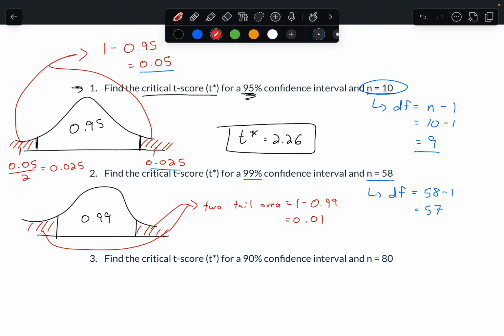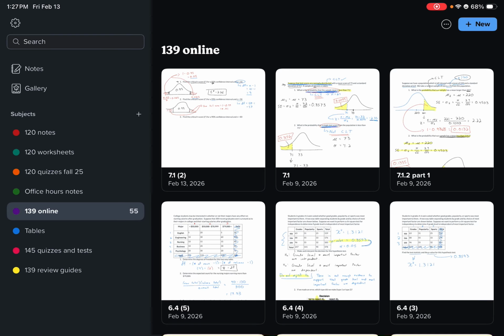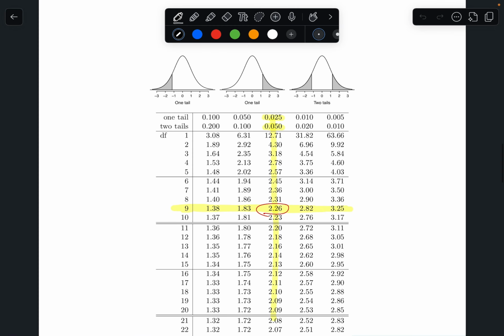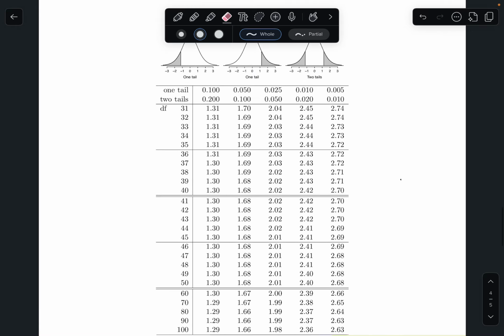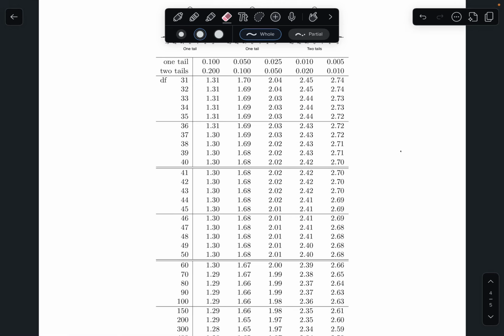You could also cut that in half to find the one-tail area. It should be 0.005. But at this point, again, I have everything I need. I've got my degrees of freedom. I've got my two-tail area. Let's hop over to our table. So in this case, we said 57 degrees of freedom. So let's scroll down here. We're going to look for 57 degrees of freedom.